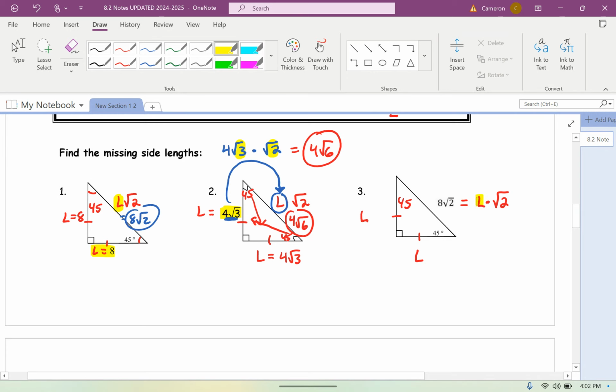The only thing that could go in for L that would make the two sides match is an 8, right? They already have the same rad 2. This number in front is 8, which means this L in front would also have to be 8. The other way you could do it is divide both sides by rad 2, and the rad 2's cancel out. So you're left with L equals 8. If that leg is 8, then that leg also has to be 8, since the triangle's isosceles.